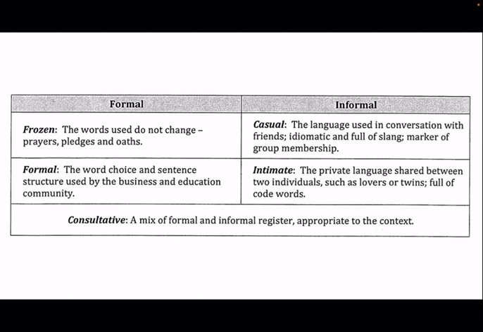Casual is the language used in conversation with friends. It's idiomatic, which means there's lots of idioms. There's lots of little set phrases and sayings, and it's full of slang. It's also, this register is a marker of group membership, which we will talk about more later on in the year. But basically it means that you're only going to use this register with people who have kind of similarities with you in some sense. You have a certain level of closeness.